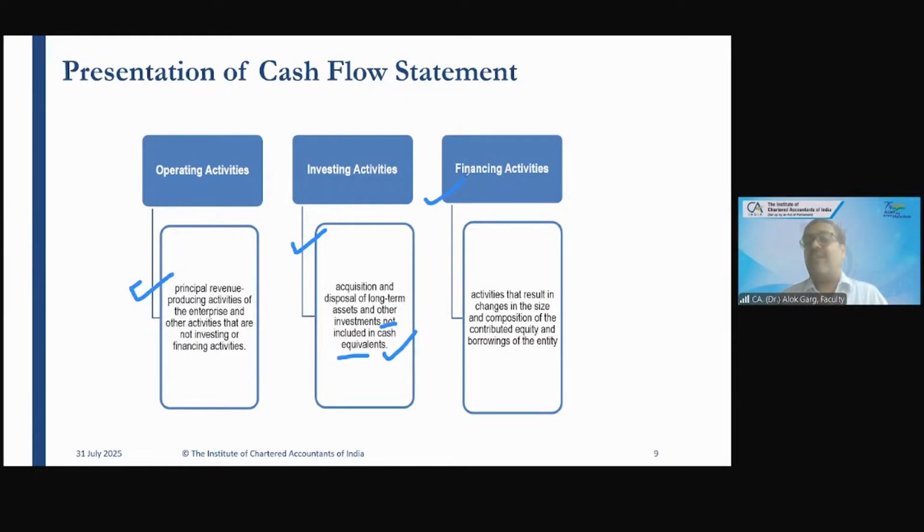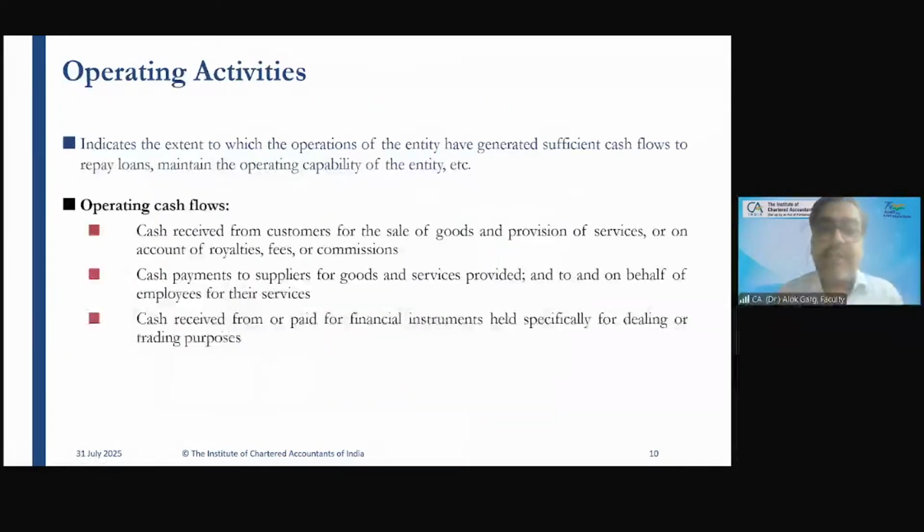Financing activity. What is financing activity? Activity which results in changes in the size and composition of equity and debt of the entity. So financing activity is related to the equity and borrowing of the entity. Operating cash flow indicates the operations of the entity, and whether the entity has generated sufficient cash flow to repay loans, maintain the operating capability of the entity, etc.